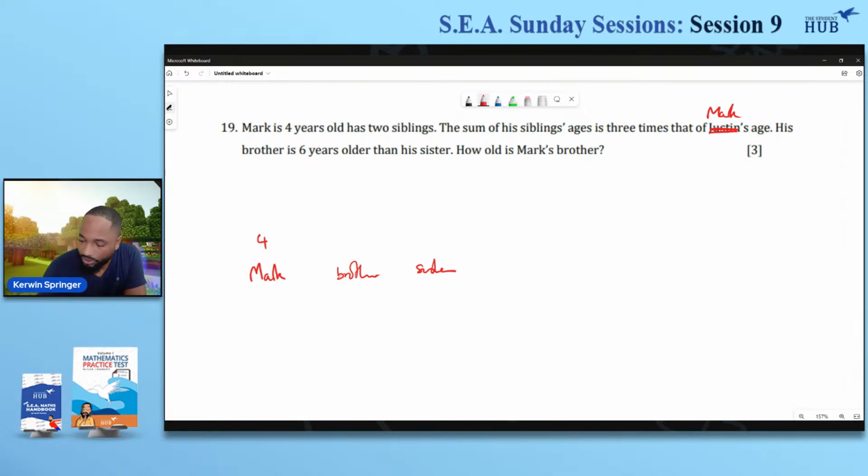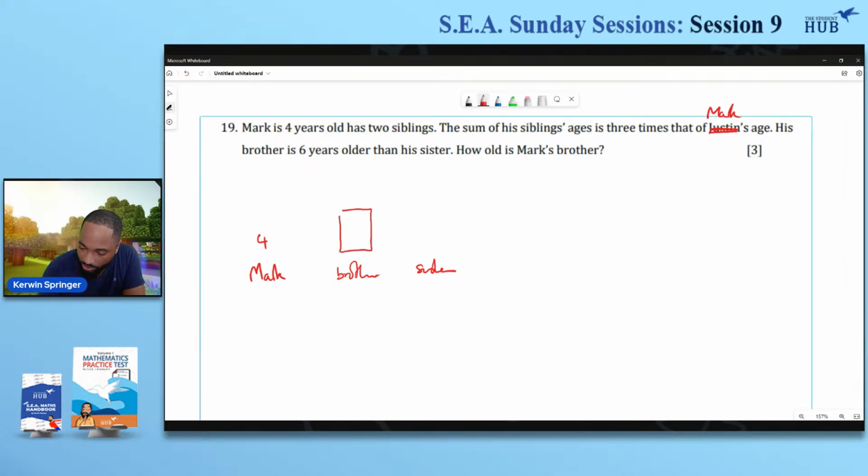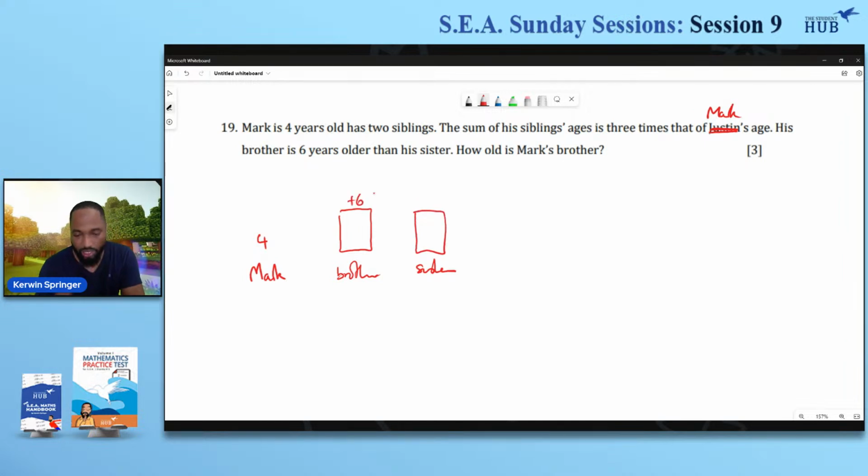Okay. So what we know about the brother and sister. The brother is 6 years older than the sister. So this is the brother. He's equal to the sister plus 6. All right, y'all, pay attention. So how old is Mark's brother? Once we know the sum of the siblings' age is 3 times that of Mark's age. Can we show that in the block diagram? Not really. We could write it.